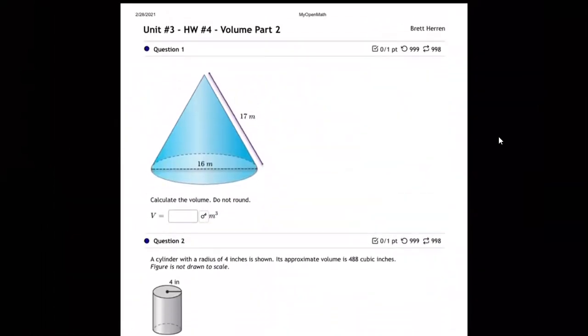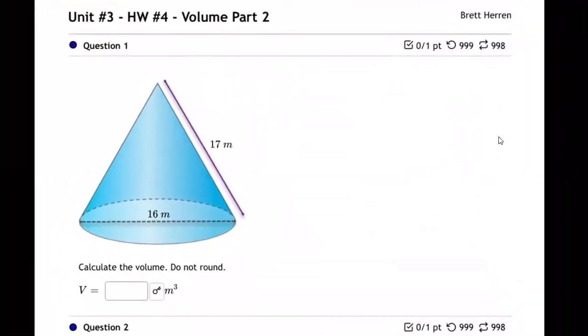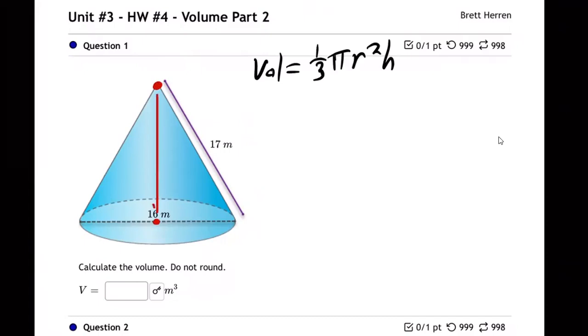Okay, let's go back to it. So the formula then for the volume is 1/3 pi r squared h. Okay, but the trick is the height is straight down the middle, isn't it? That's always how we do height. So there's the height from the tip top, right down to here. From the tip top straight down the middle. That's always the height of an object.